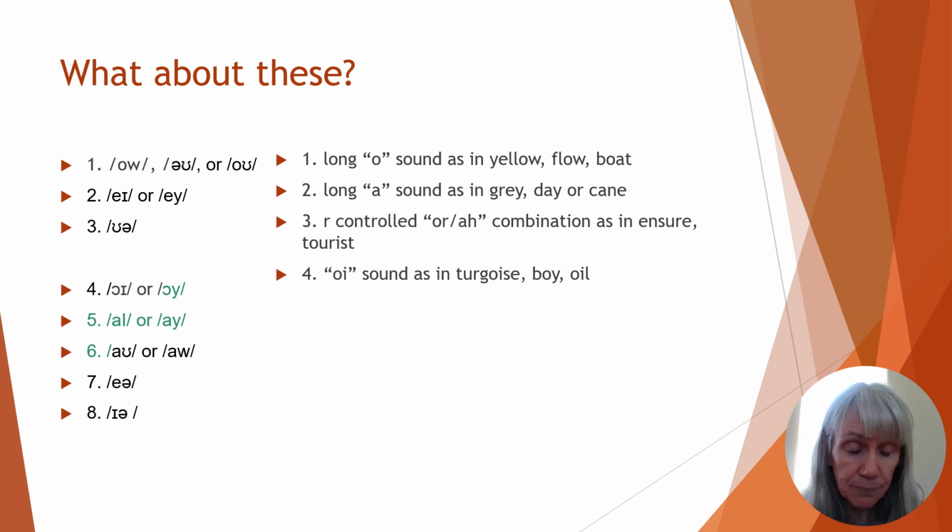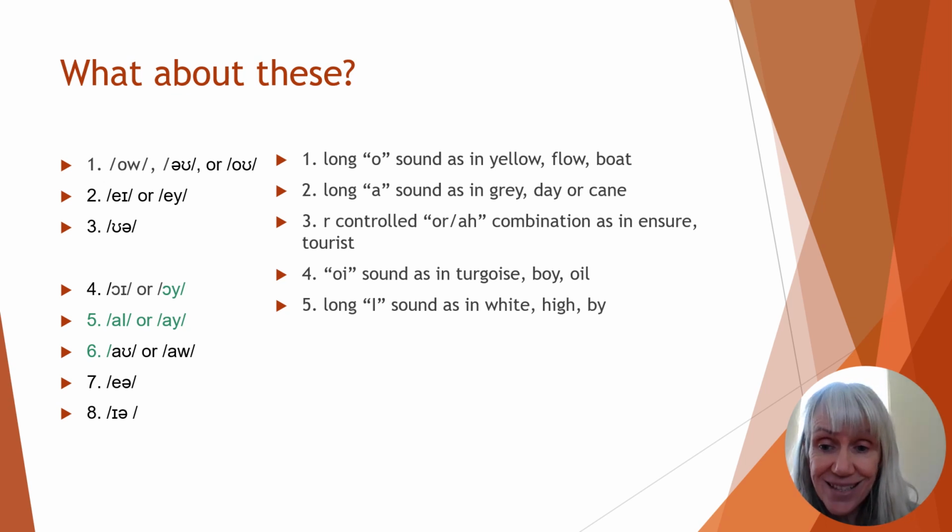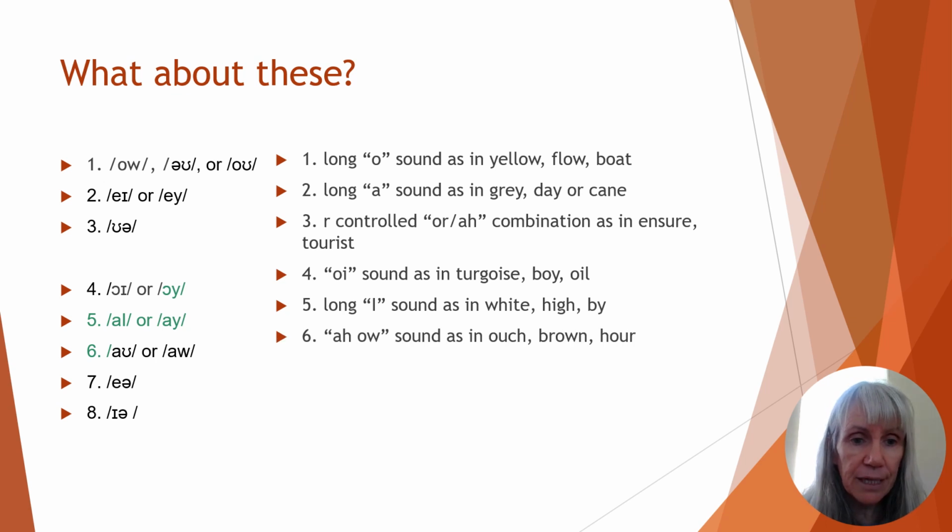The next one, what we're going to hear here is the long I sound, as in white, high, by. So you're hearing the I in those words from that sound. Number 6, we're seeing the phonetic symbol for the little a with a horseshoe, or in Canada, you more than likely might see the AW. So what we're hearing here is the ow combination, as in ouch, brown, hour.